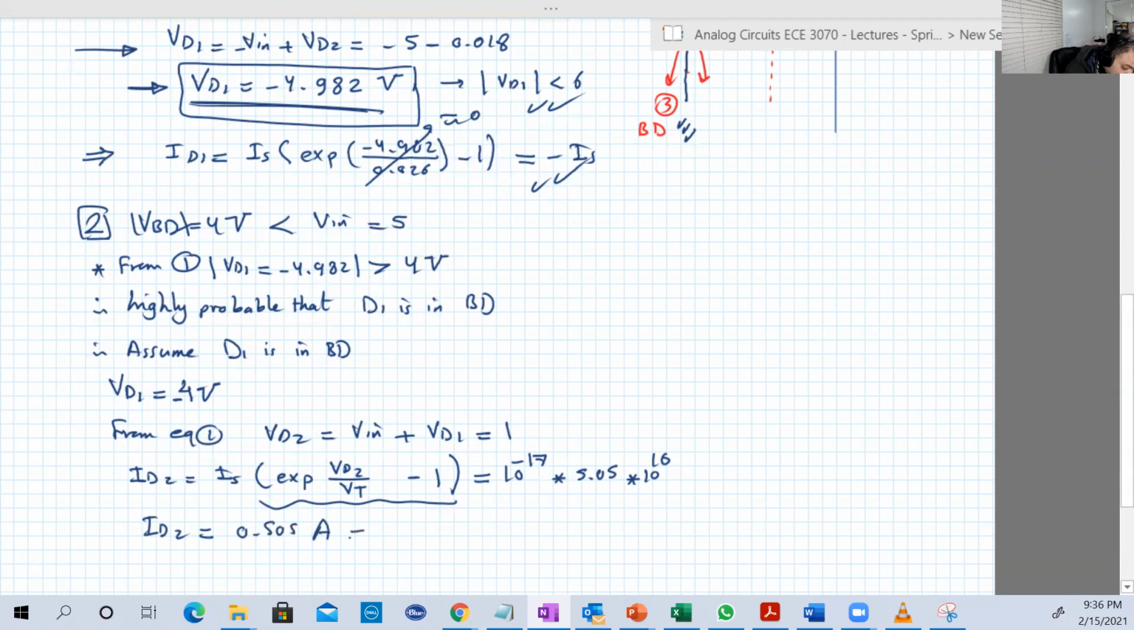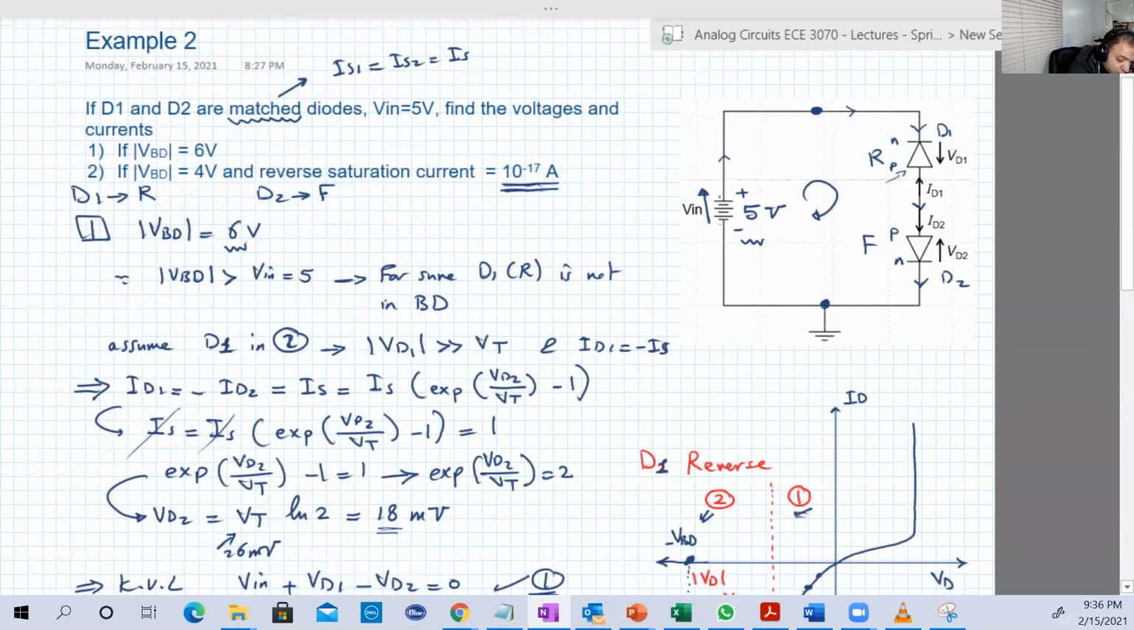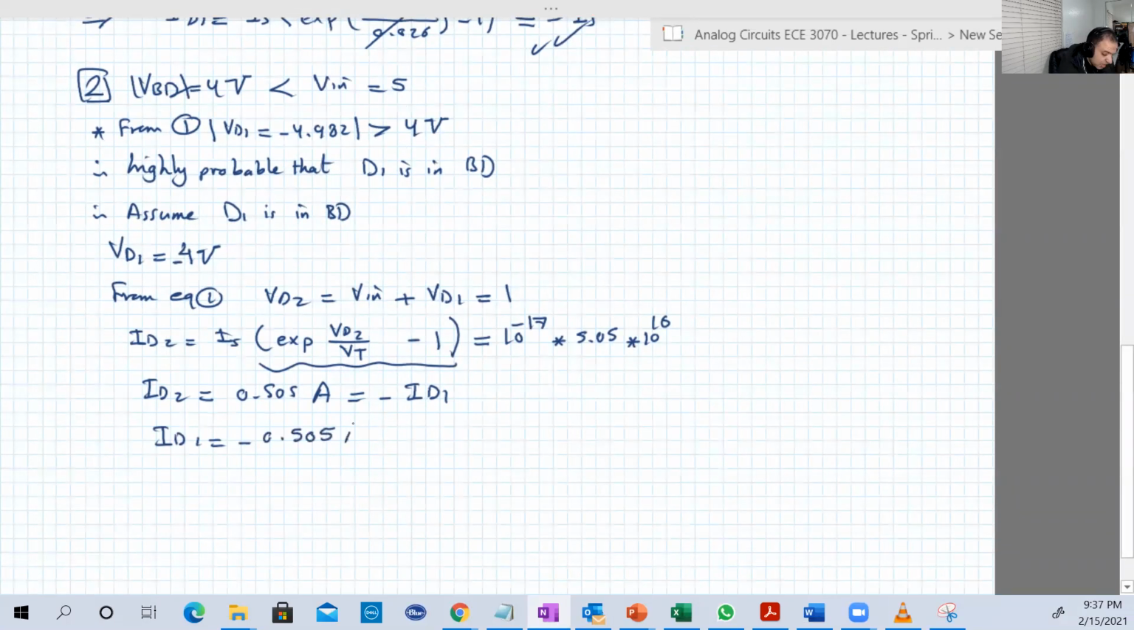And remember, this is equal to minus ID1. Just look at the circuit here. This is going from up to down. ID1 is going from down to up. So they are the negative of each other. Okay. So ID1 is equal to minus 0.505 amperes.